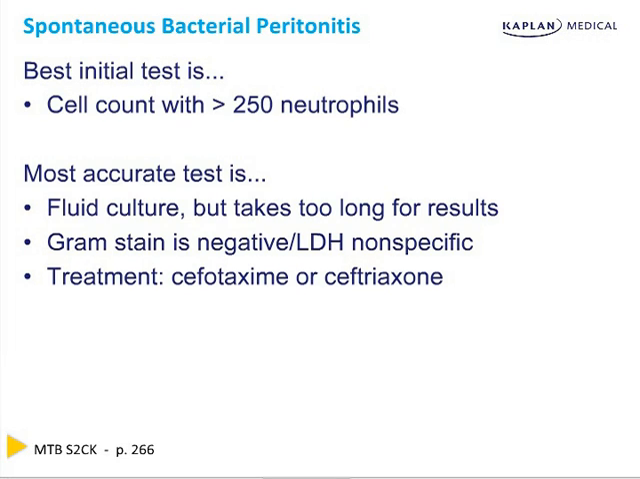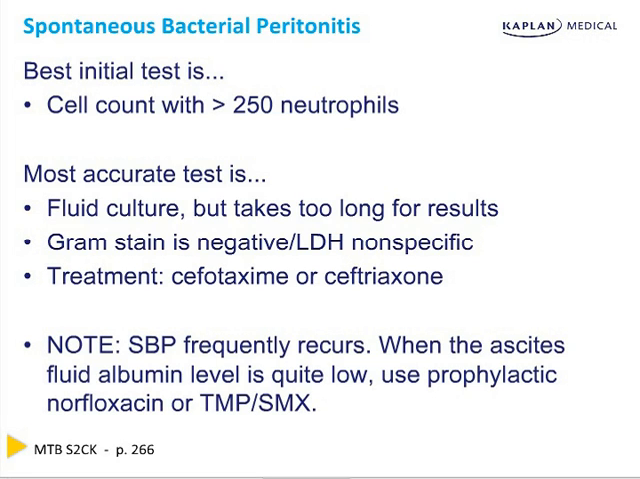Treatment is always cefotaxime or ceftriaxone. Remember, SBP frequently recurs. When there is ascites and the fluid albumin is low, you must consider prophylactic norfloxacin or Bactrim.